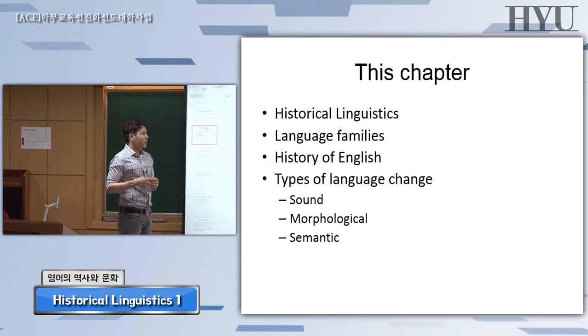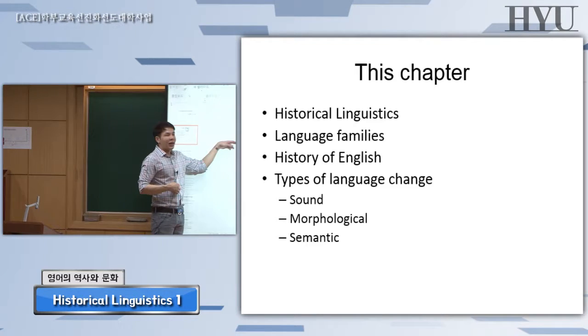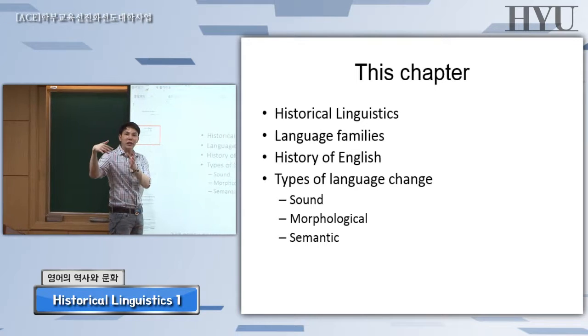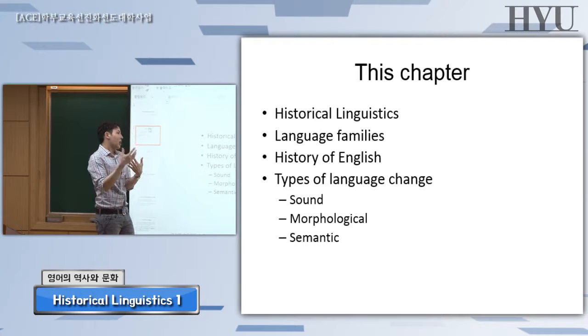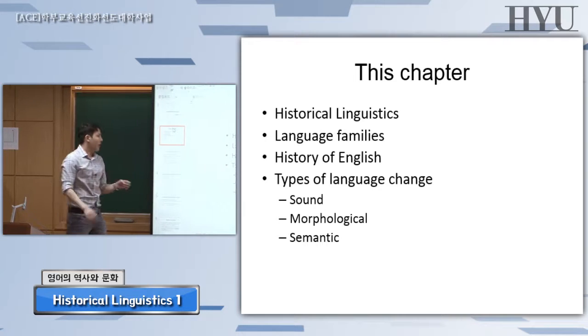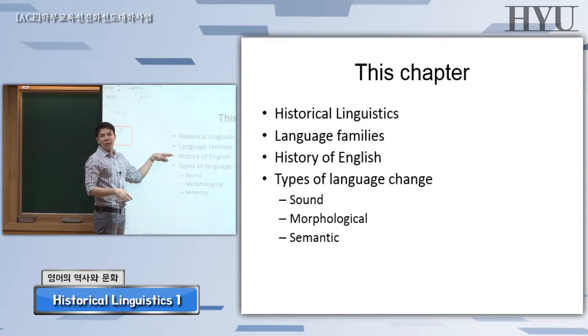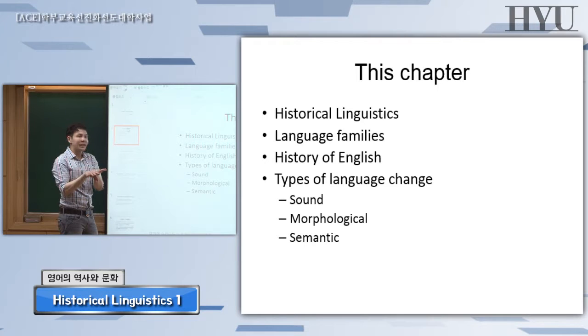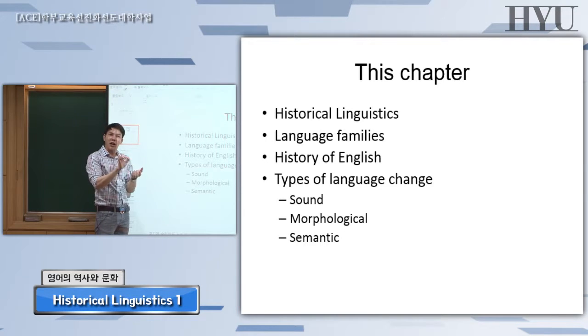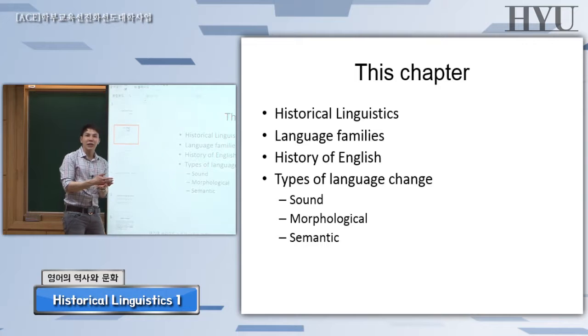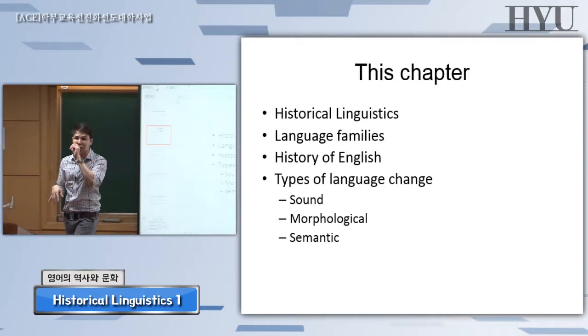when we talk about historical linguistics, we look at older stages of a particular language or of many languages. And we also have to talk about language families, how people group languages into different families, just like we are grouped into different families in real life. And we'll focus on the history of English. Since this is an introduction class, we can only focus on a few points, okay? And we will talk about sound changes, morphological changes, and meaning changes or semantic changes that we see in the history of English in this chapter.